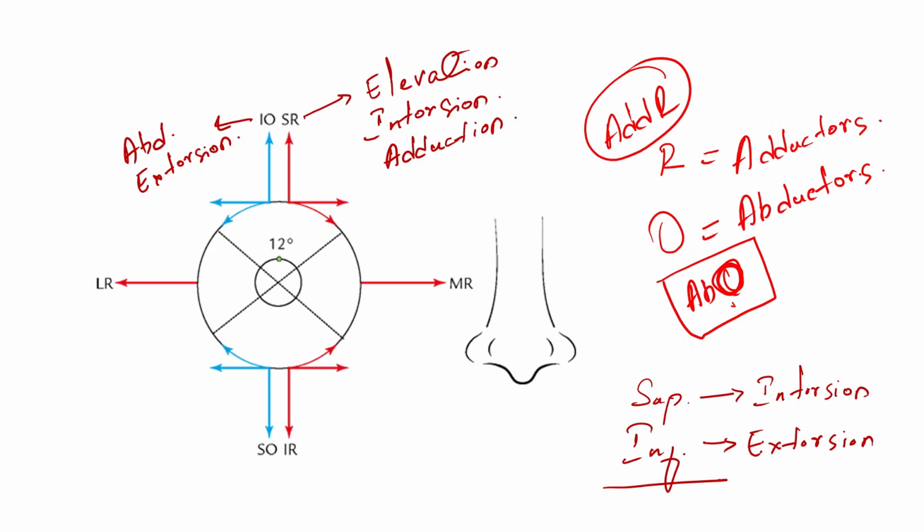So in this video we have studied the extrinsic muscles of the eyeball along with their attachments, relations, nerve supply, blood supply, along with the actions of these muscles.